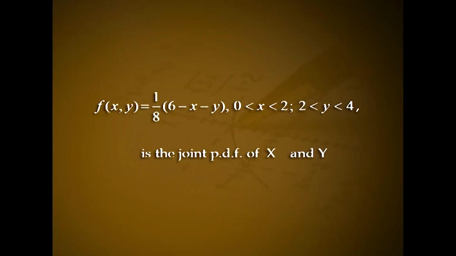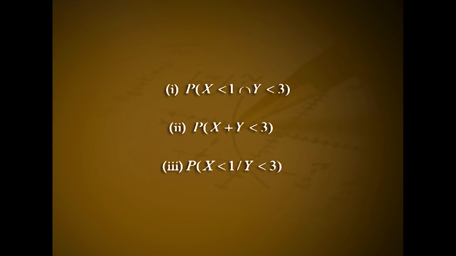Problem 4. Let f(x,y) = 1/8 (6 − x − y) for 0 < x < 2, 2 < y < 4 be the joint PDF of x and y. Find 1. P(x < 1 ∩ y < 3), 2. P(x + y < 3), 3. P(x < 1 given y < 3).